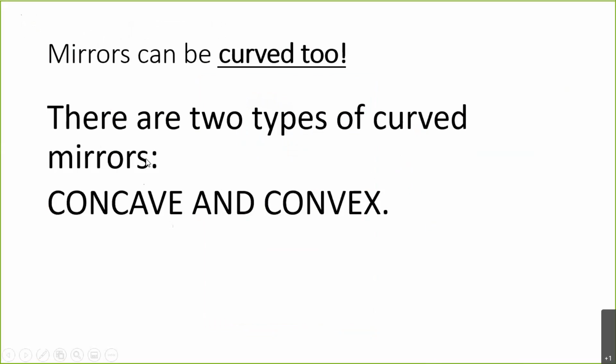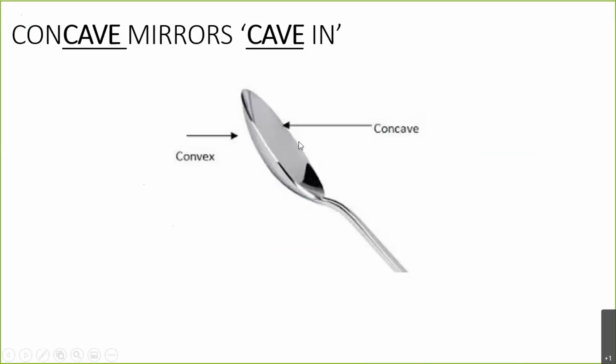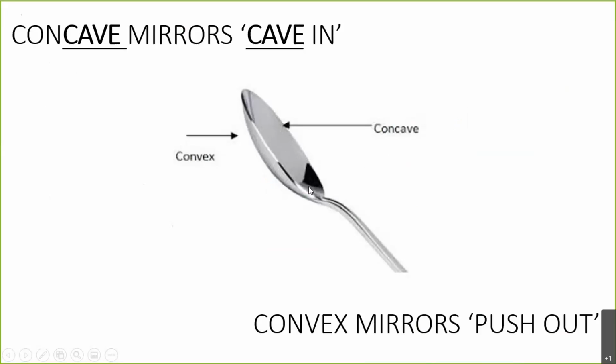There are two types of mirrors, concave and convex. Each side of the spoon represents one of those types of mirrors. So the side that we put the food in represents a concave mirror. And the bottom side is a convex mirror. Concave mirrors cave in. So they have a sink at the surface. And convex mirrors push out. They have a bulge at the surface. Concave, cave in, convex, like I'm mad, right. So I push out.